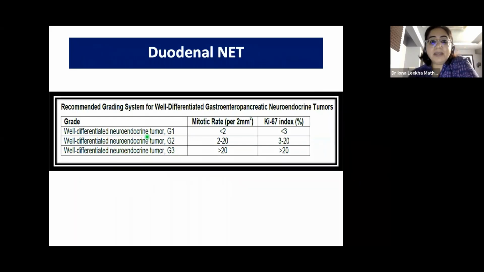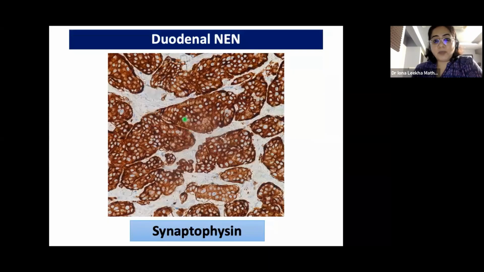Now this is the recommended grading system for well-differentiated gastroenteropancreatic neuroendocrine neoplasms, where it is divided as well-differentiated neuroendocrine tumor grade 1, 2, and 3, based on the mitotic rate and the MIB1 proliferation index. These are the tumor cells showing positivity for synaptophysin. You can see all the brown, it's all cytoplasmic. The same immunostaining you will see with chromogranin.